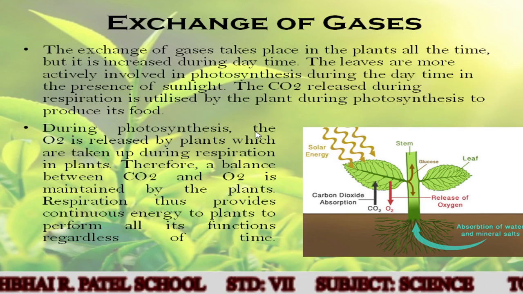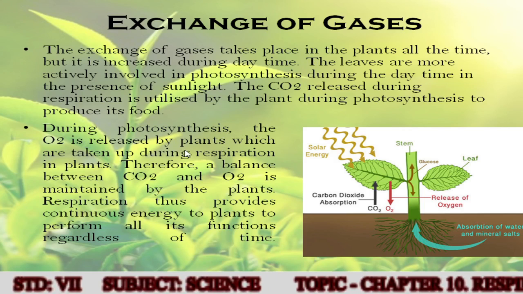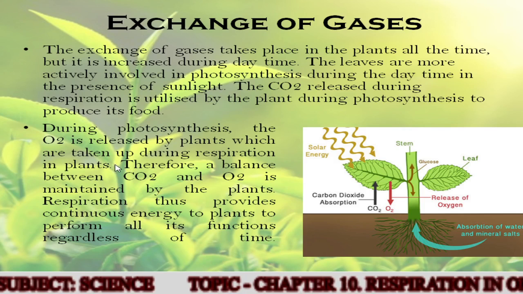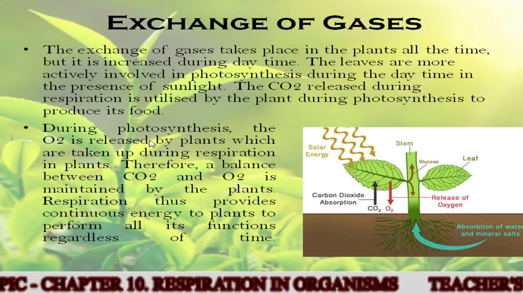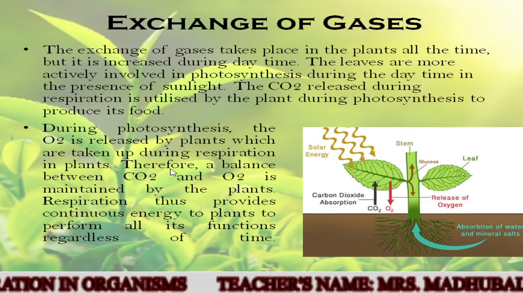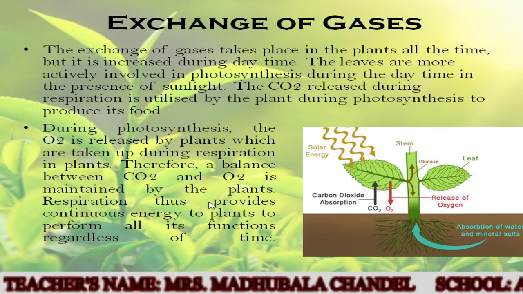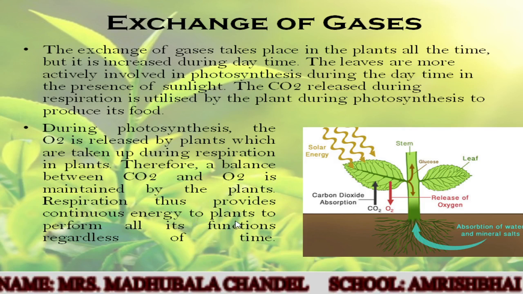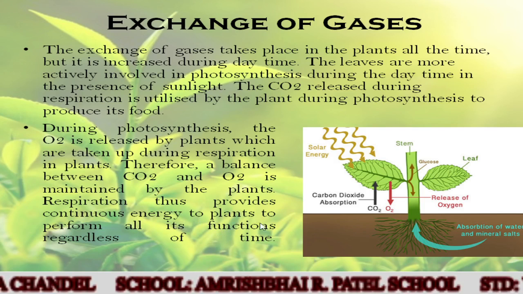During photosynthesis, oxygen is released by the plants, which is taken up during respiration. So during photosynthesis oxygen is given out, which is taken in during respiration. Therefore, a balance between carbon dioxide and oxygen is maintained by the plants. And respiration thus provides continuous energy to plants to perform all their functions regardless of time.